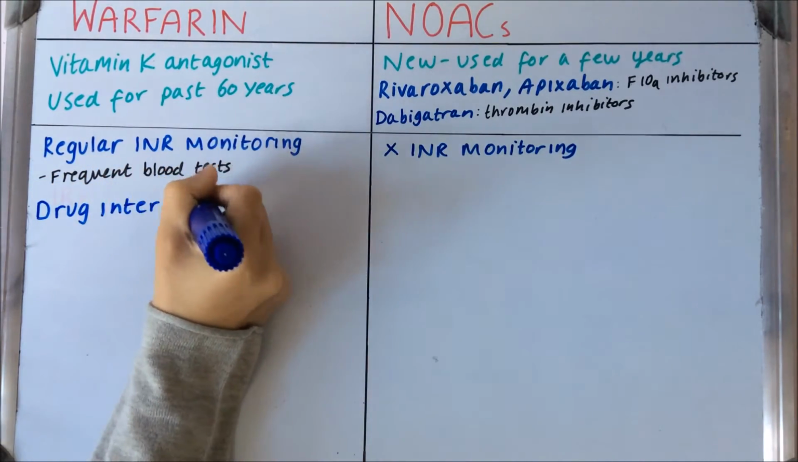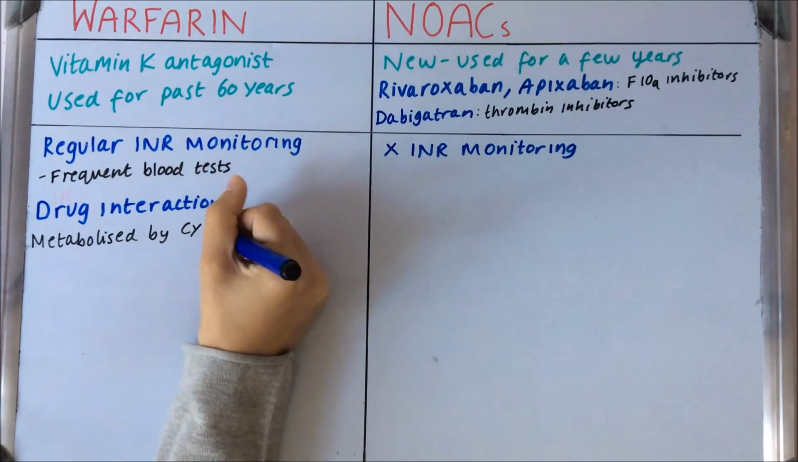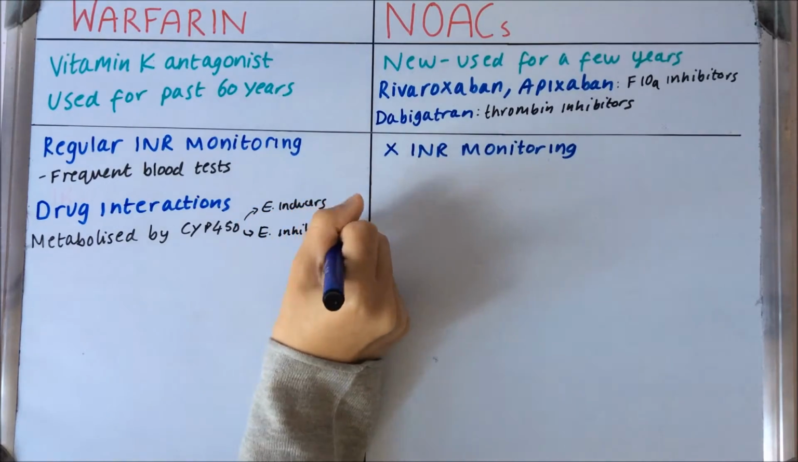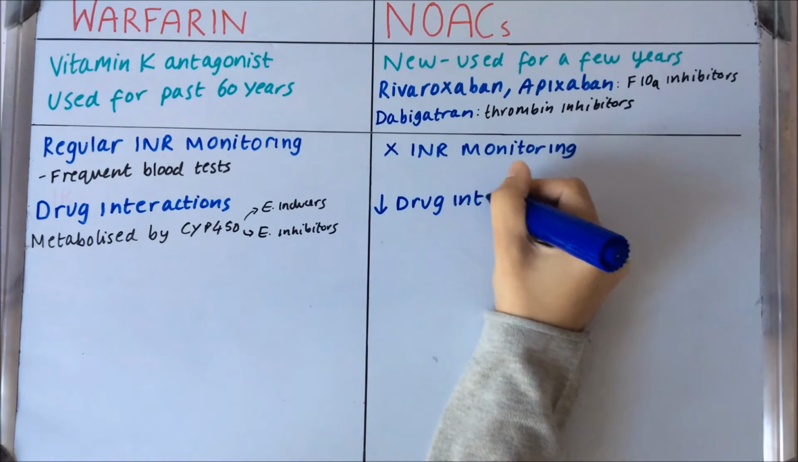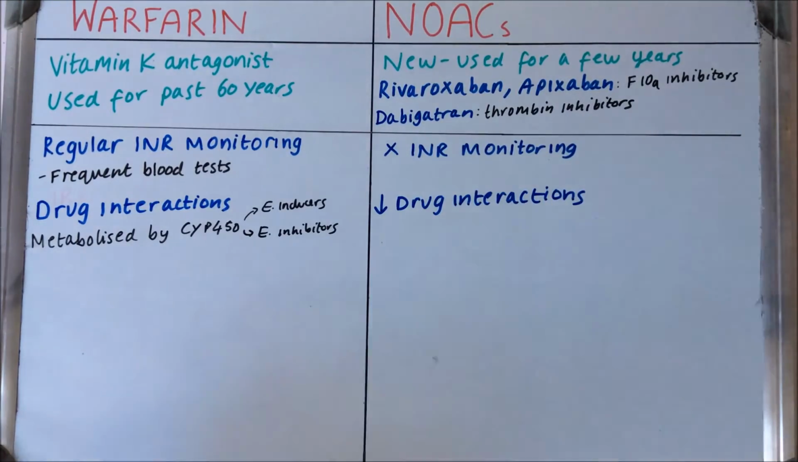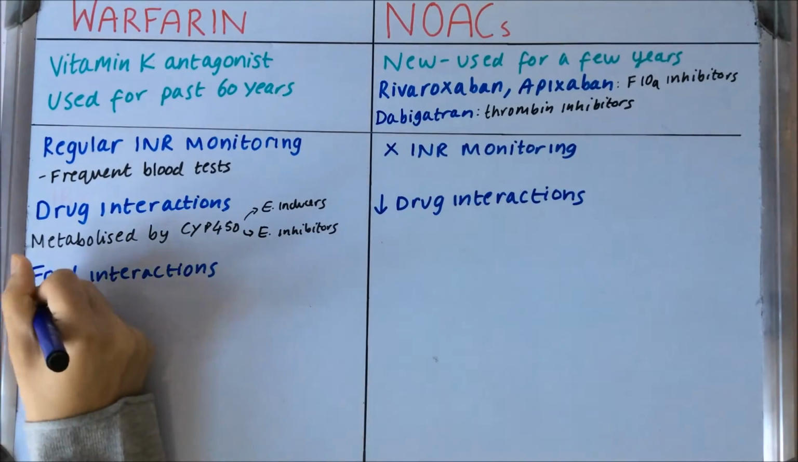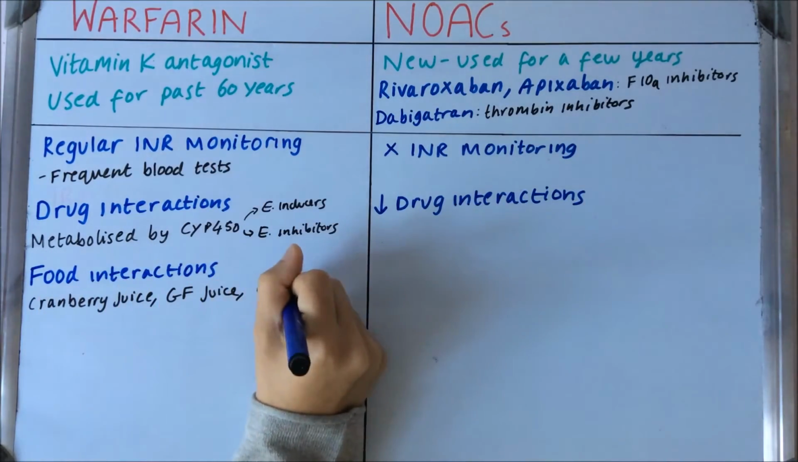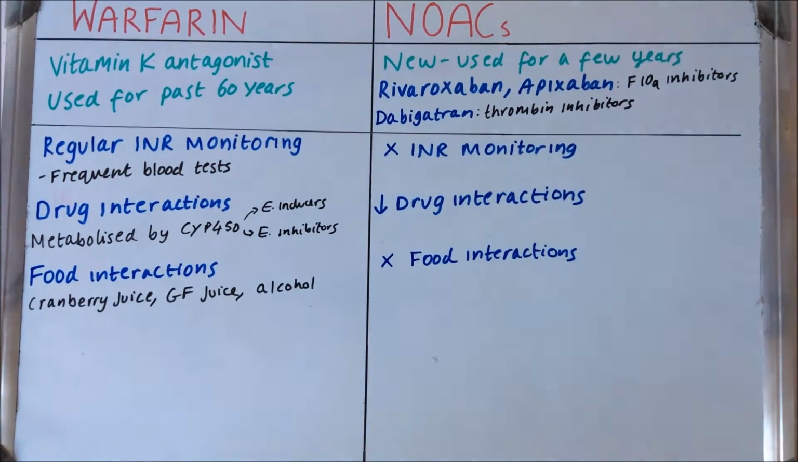Warfarin has many drug interactions because it is metabolized by cytochrome P450, meaning it will interact with all the enzyme inducers and enzyme inhibitor drugs. Compared to warfarin, NOACs have fewer drug interactions. Warfarin also has food interactions, for example, with cranberry juice, grapefruit juice, and alcohol. NOACs, however, don't have these food interactions, so it increases the compliance of patients taking them.